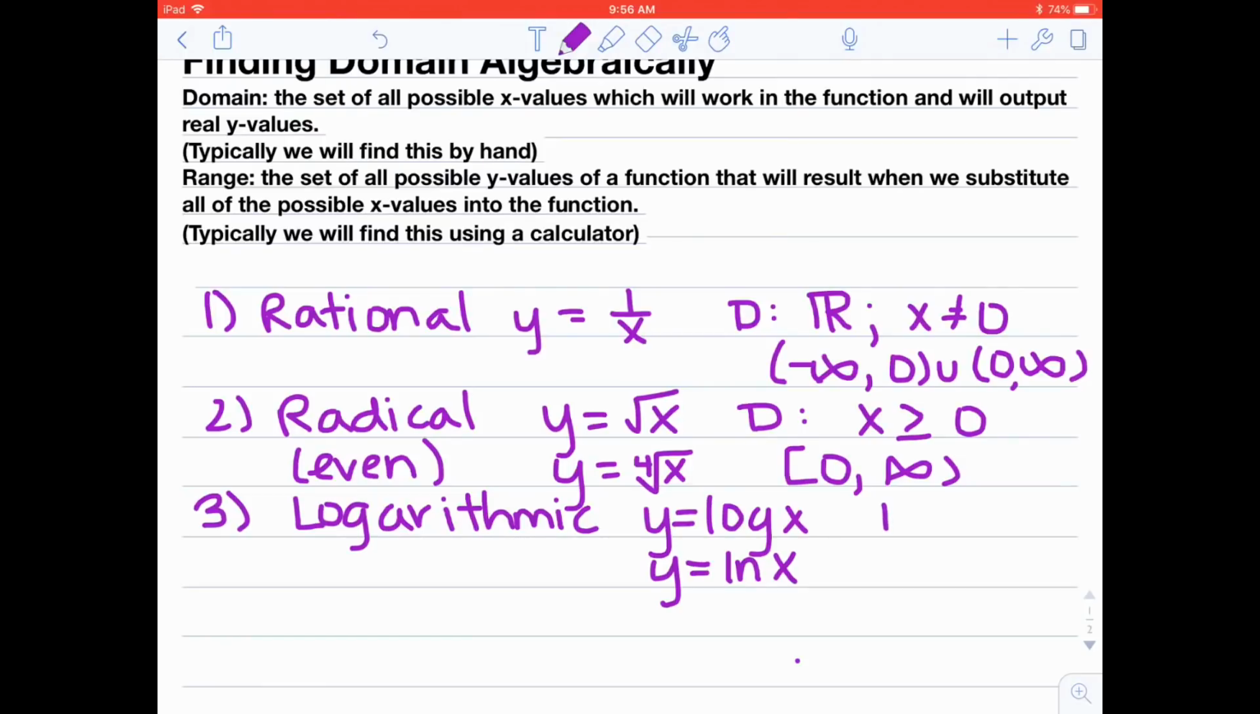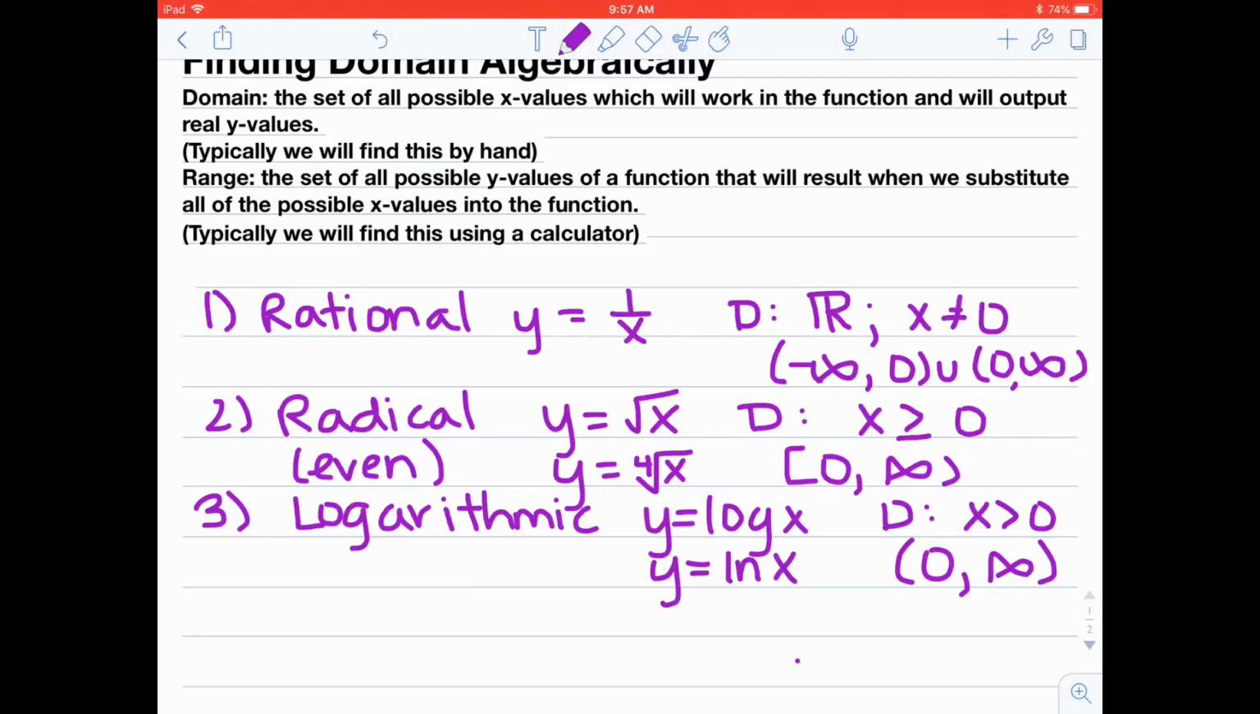So here, we're going to say that the domain, sorry, I'm having stylus issues. Whatever you take the log of has to be greater than 0. Can't take the log of 0, can't take the log of a negative. And then in the other notation, not a bracket, parentheses, 0, infinity.